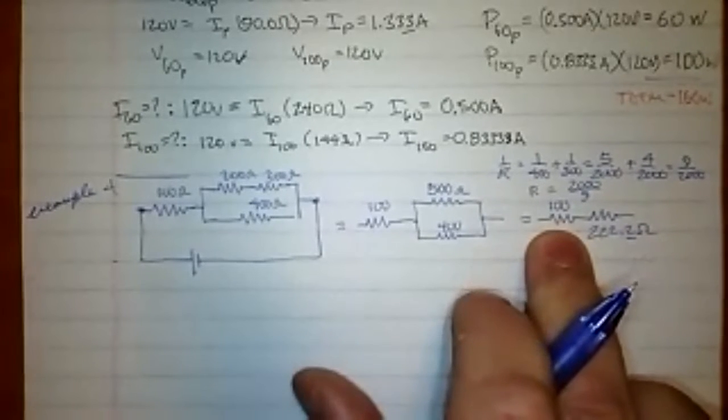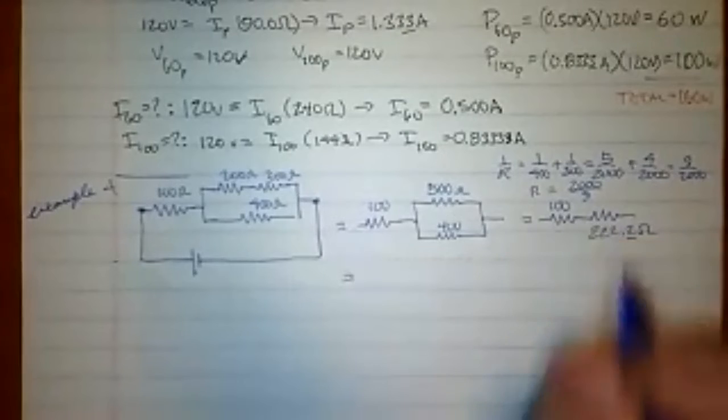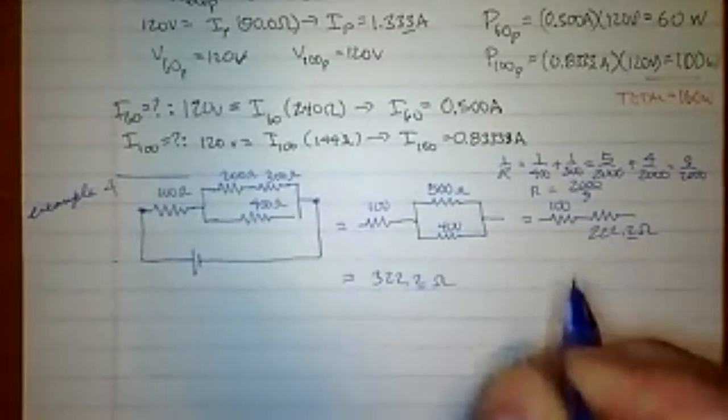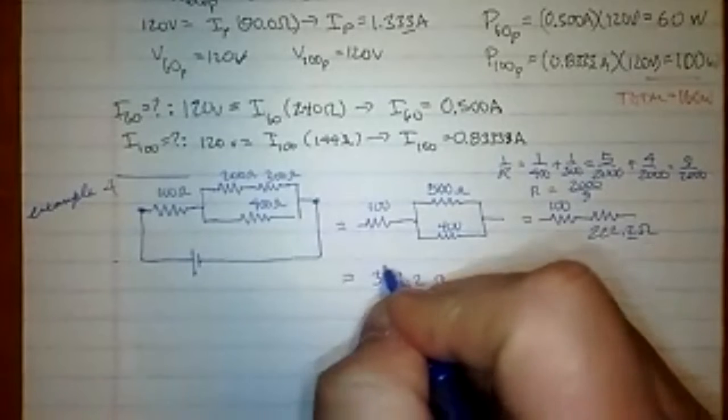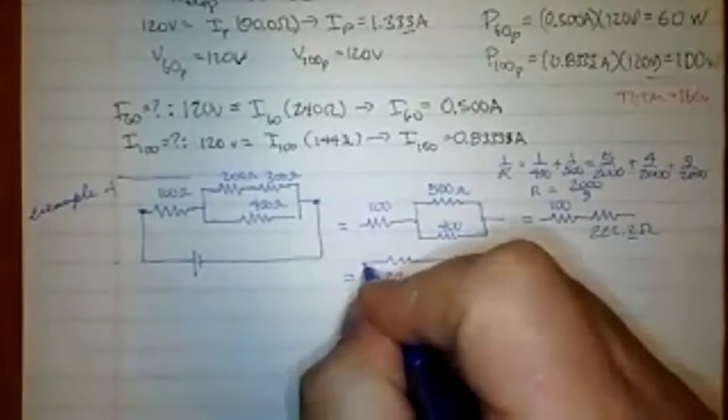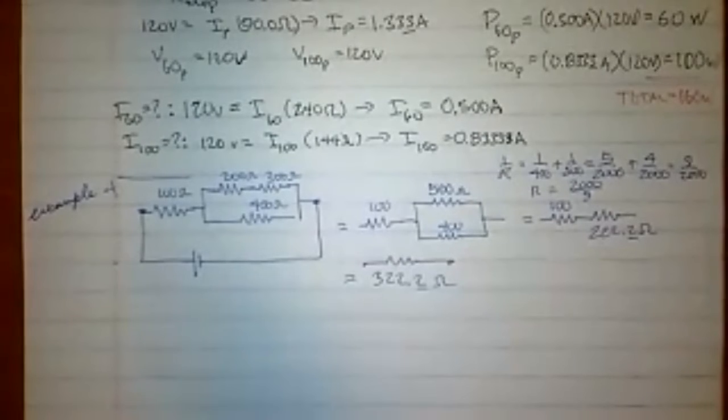Now these are easy peasy because they're just in series. So now I know it's 322.2 ohms is the equivalent resistance of the whole thing. Okay, so that's one example.